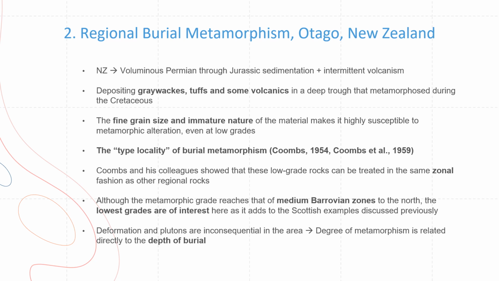So what this means is that they've got greywackes, tuffs, and some volcanics buried in a deep trough that metamorphosed during the Cretaceous. So the fine grain size and immature nature of the material makes it highly susceptible to metamorphic alteration, and this happens even at low grades. And this particular area in Otago is the type locality of burial metamorphism. When people talk about type localities, they mean that this is the textbook example of burial metamorphism.